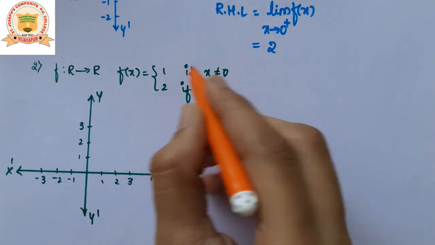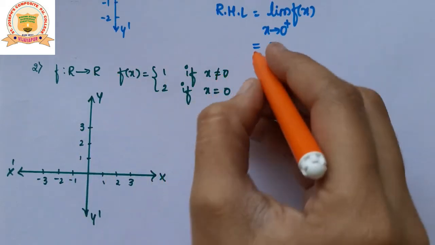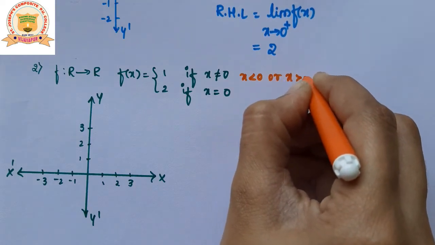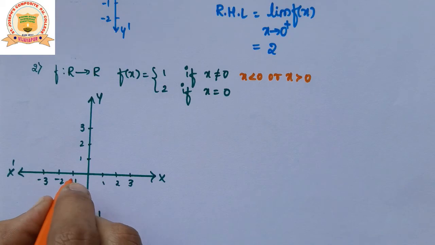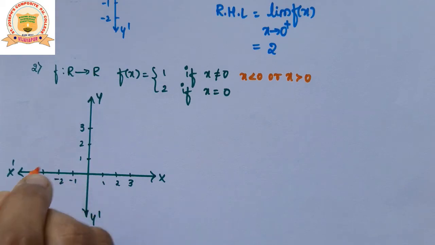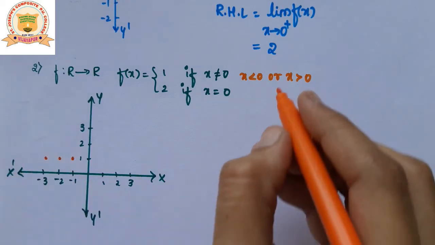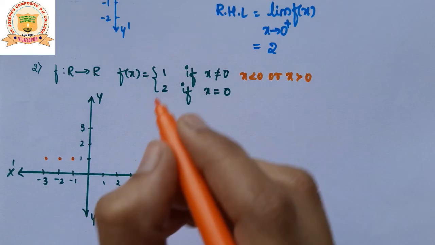For x is not equal to 0, the functional value is 1. Not equal to 0 means either it is less than 0 or greater than 0. For less than 0, the value of the function is 1. For less than 0 means for minus 1, minus 2, minus 3, the value of the function is 1. And for greater than 0, that is for 1, 2, 3, the value of the function is 1.